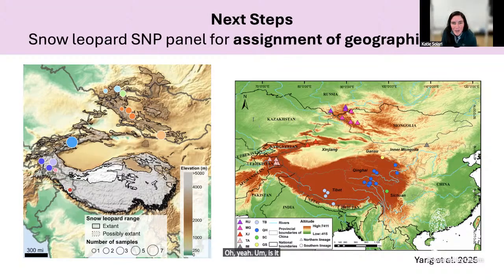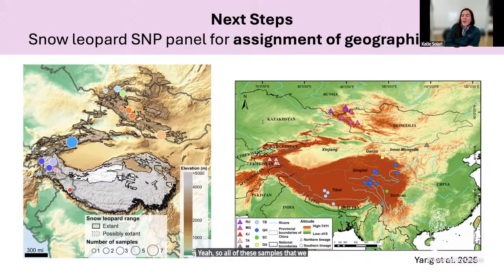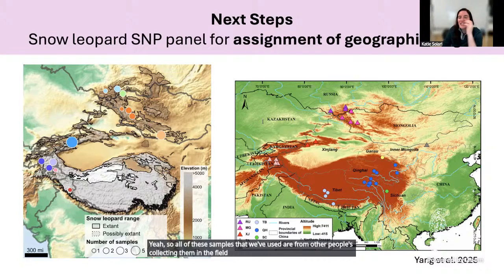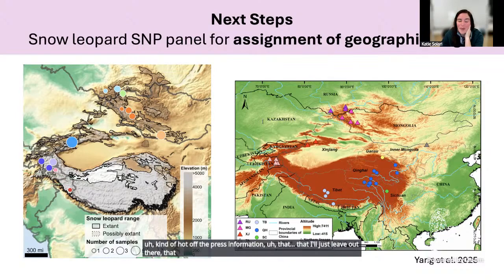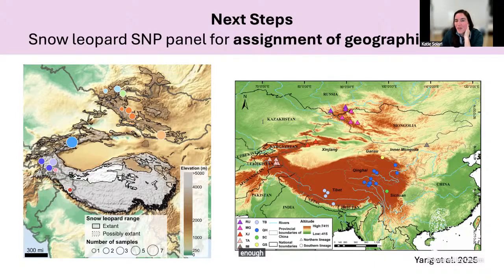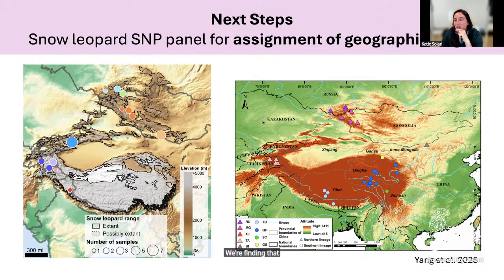Is it possible to use samples from other teams collected in the field to analyze? Yeah, for sure. So all of these samples that we've used are from other people collecting them in the field. This is kind of hot off the press information that I'll just leave out there, that it actually might be possible to get enough information from fresh fecal samples to kind of fill in some of these gaps too. So just to say that if you come across fresh fecal samples, we're finding that that can almost yield as much DNA as a tissue sample.